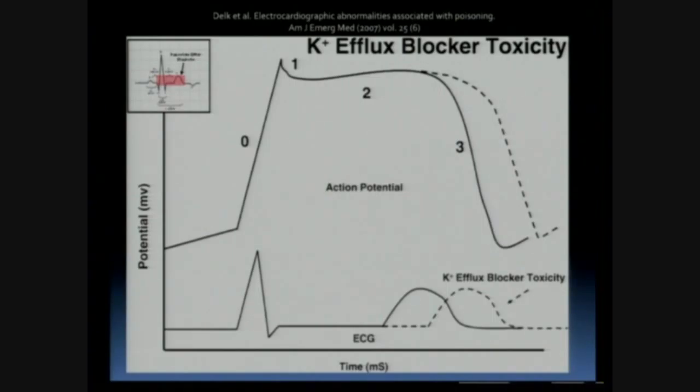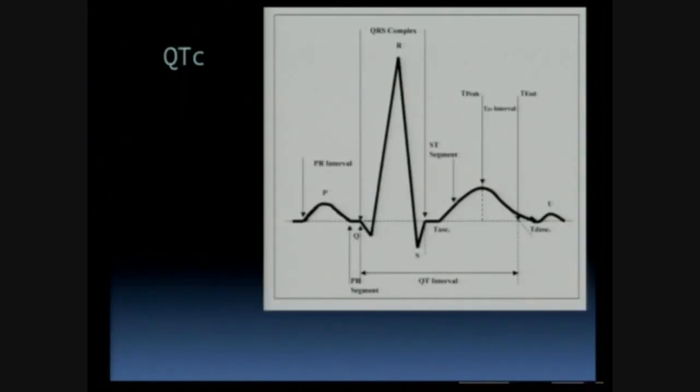So our potassium efflux blocker is really what's important in prolonging the QT. Okay? And if I prolong that QT, my heart is trying to depolarize while it's trying to repolarize. So you can imagine trying to stimulate a contraction while I'm trying to repolarize can cause problems. And that's where the dysrhythmias are going to occur.